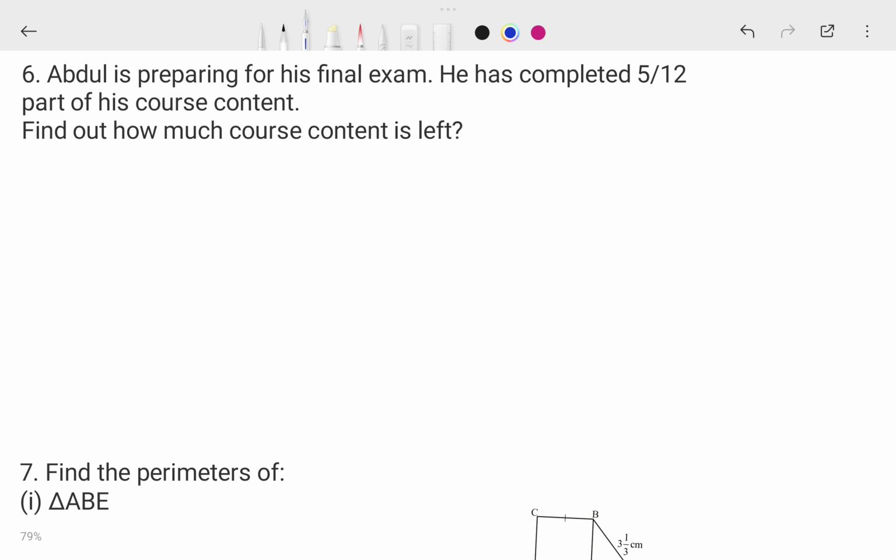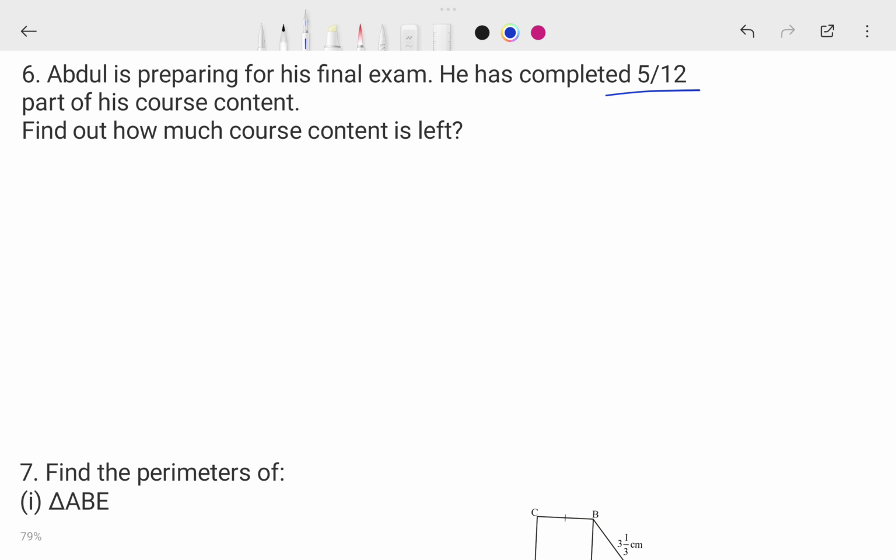Abdul is preparing for his final exam. He has completed 5 by 12 part of his course content. Find out how much course content is left. Okay, that's the amazing question. Abdul is preparing for his final exam. He has completed 5 by 12 part of his course content. Out of that, how much course content is left?